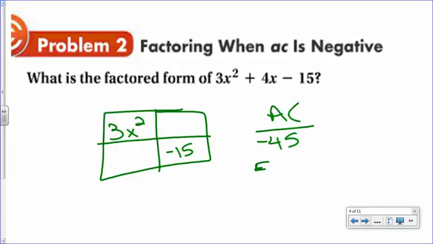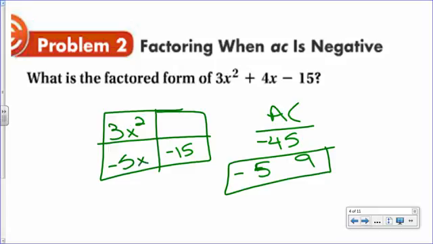I'm sorry, 9 times 5. If this is negative and the 9's positive, that's your right pair, because negative 5 times 9 is negative 45. Add them together, get 4. So move right on to the next part here.